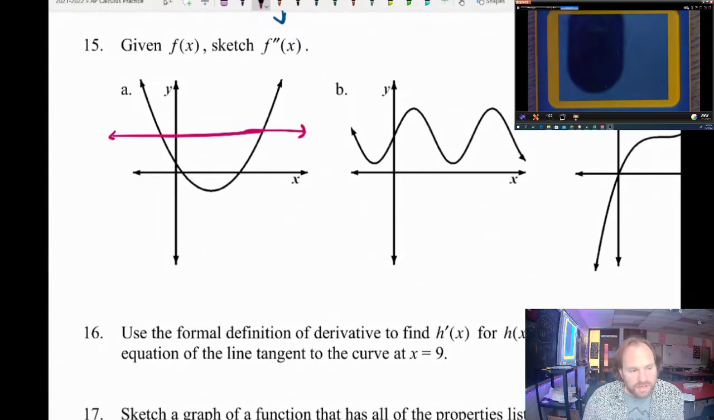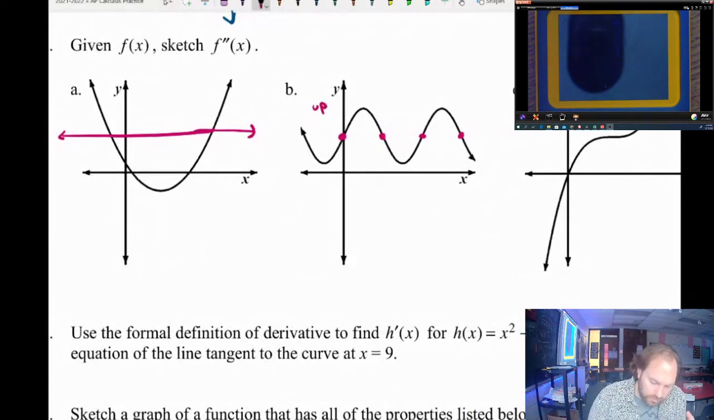Here, the concavity is switching. Looks like this is a sine wave. The concavity is switching at these points that I'm marking along the graph. Those are your points of inflection. So it's up here and down here. Up and then down and then up.